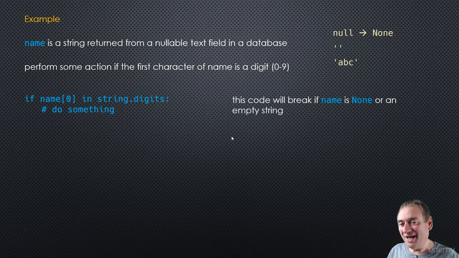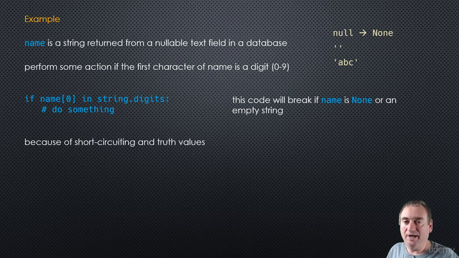Well, this is okay, but it's going to break, right? It's going to break if name is None or if it's an empty string. If name is None, you can't find an index. The None object is not a sequence type. It's not indexable. Same thing if the string is empty. Yes, at this point you can use indexes, but since the string is empty, there is nothing in position 0. That is also going to break our code. So that's not going to work. What we need to do is to really say, well, I want name to not be None, to also not be empty, and then and only then do I want to check if the first character of name is a digit.